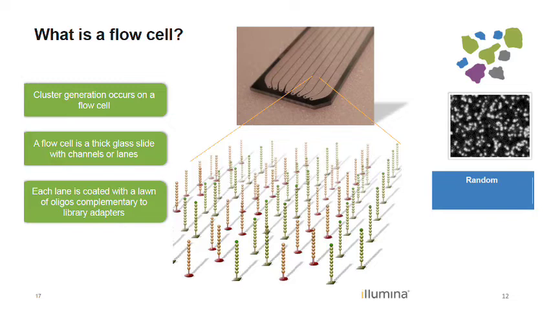The lanes are coded with short DNA sequences that are complementary to the P5 and P7 section of the adapters that were ligated to the library. When the library is flooded across the flow cell, the library will hybridize to the lawn. Illumina does produce another type of flow cell that has wells, but for simplicity, I will only refer to this type of flow cell.